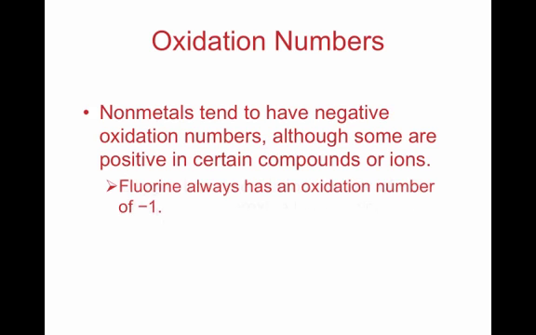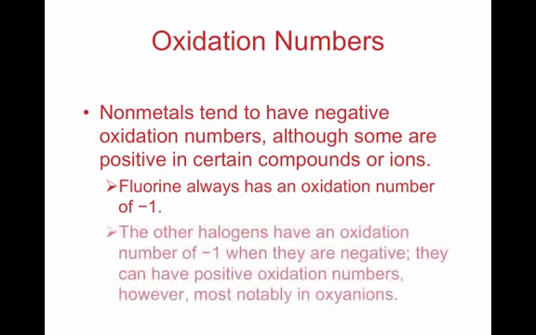Fluorine always, every single day, has an oxidation number of -1, as do most halogens, with a few exceptions. A halogen most of the time is going to be a -1, but sometimes it can have a positive oxidation number when it's bonded with an oxyanion, or when it's in a polyatomic ion. Polyatomic ions make things a little bit funny.